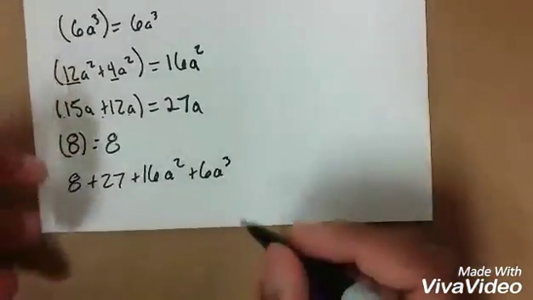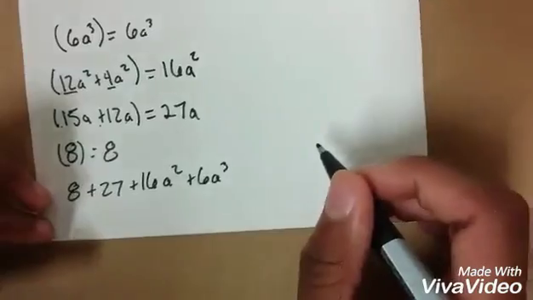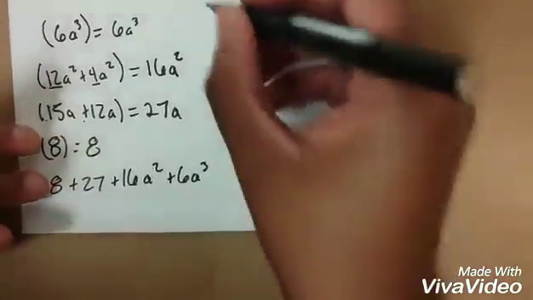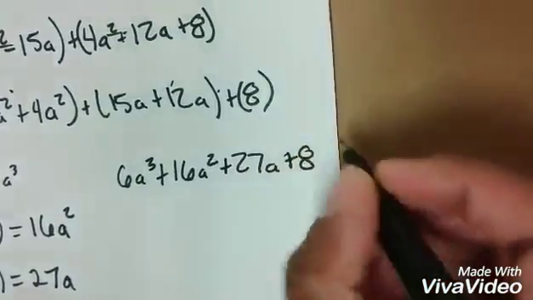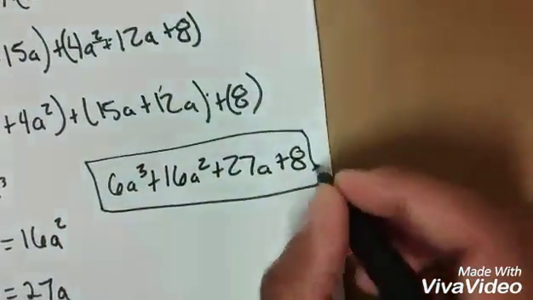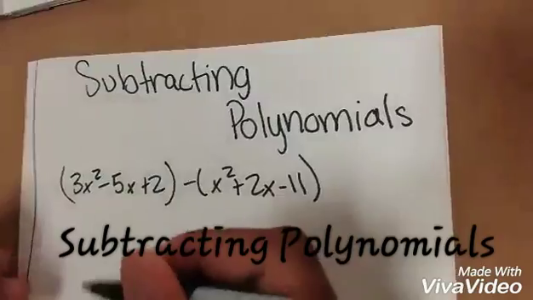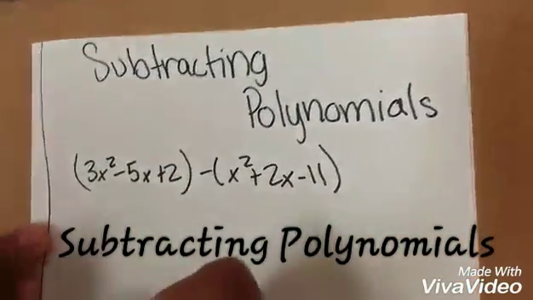The third step is to write them down in descending order. So plus 8, and that is your sum. So now we're going to learn how to subtract polynomials.